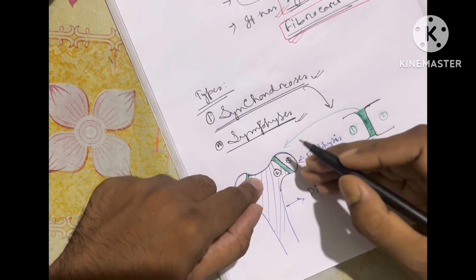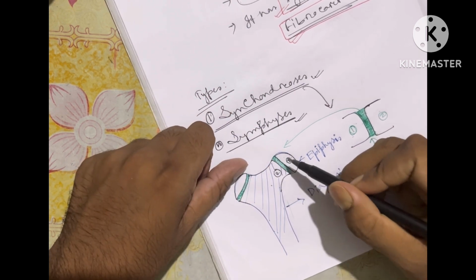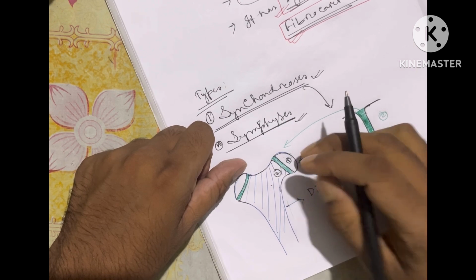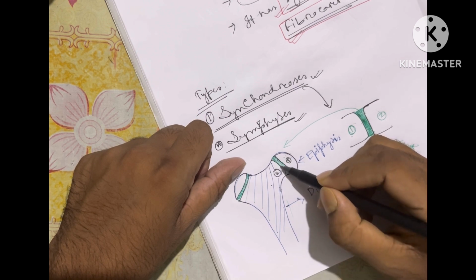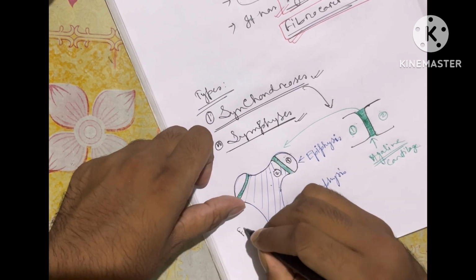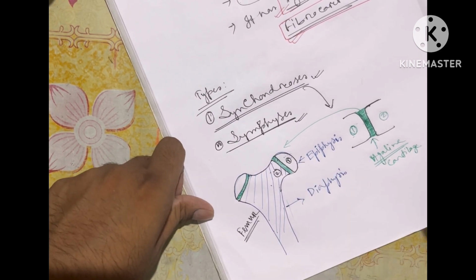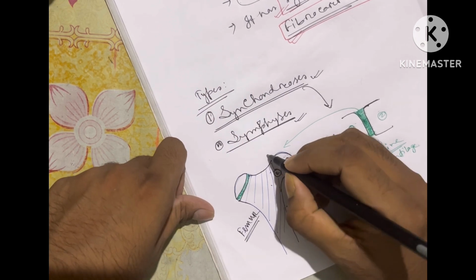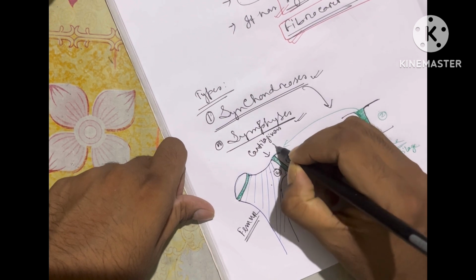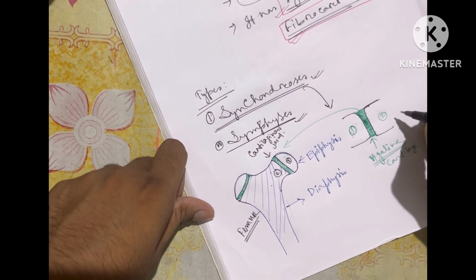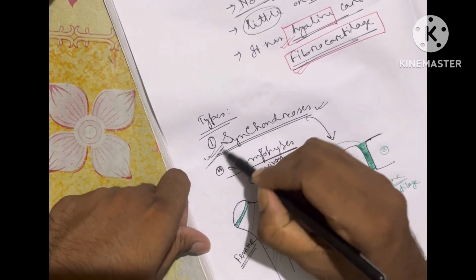But before that, before the epiphyseal plate is completely occupied by hard bone, it is called a cartilaginous joint, because here the epiphysis and diaphysis are separated. They are two different bones. Two different articulating bones are connected by hyaline cartilage in our femur. That's why it is called a cartilaginous joint. This is one of the major examples of synchondrosis.